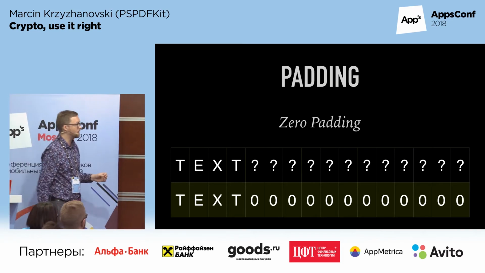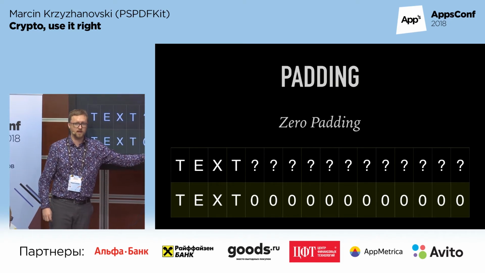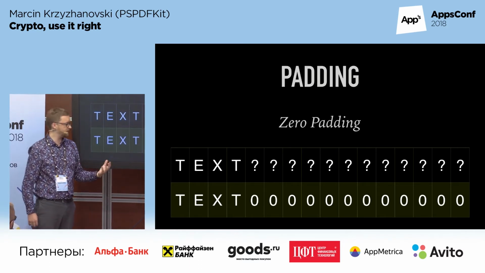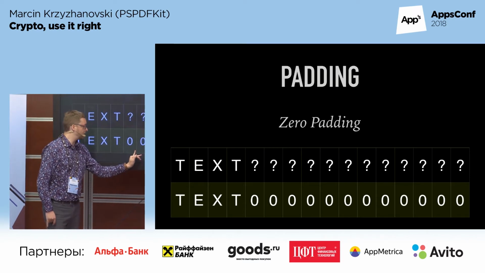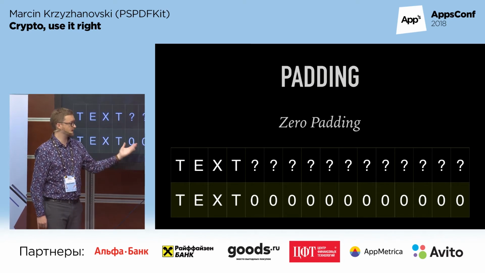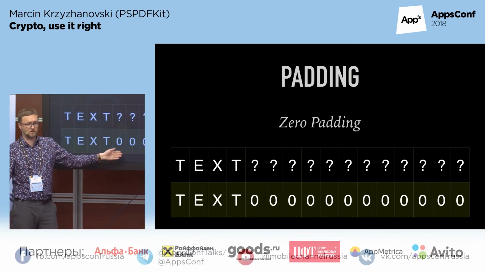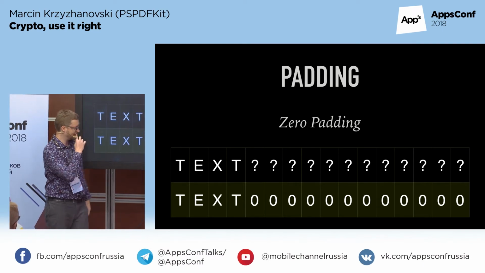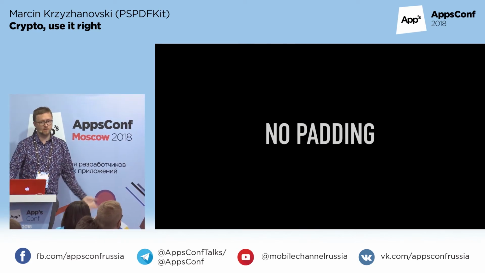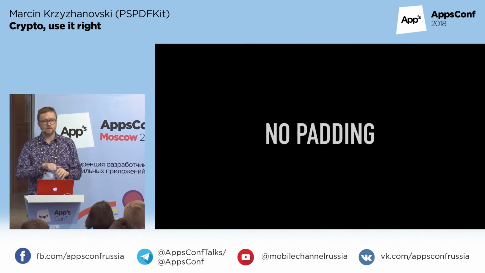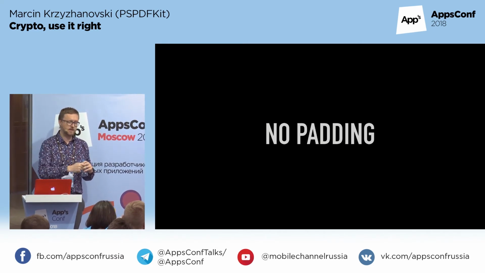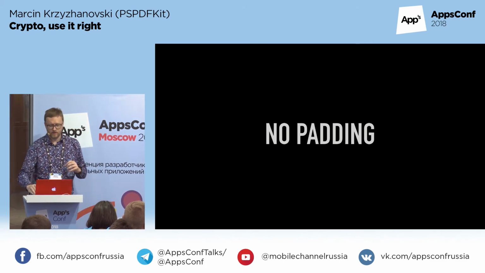It's similar with zero padding. The idea is to put the zeros there, but unless your protocol specifies that you should use zero padding, don't use that. Because what happens if my plain text's actual last value is 0? Well, it will be discarded, right? Because the idea is to discard all the zeros from the end. So you may lose some data. And no padding is just no padding. No padding you can use for stream ciphers, basically, where you can send arbitrary length of bytes and get the result right away.